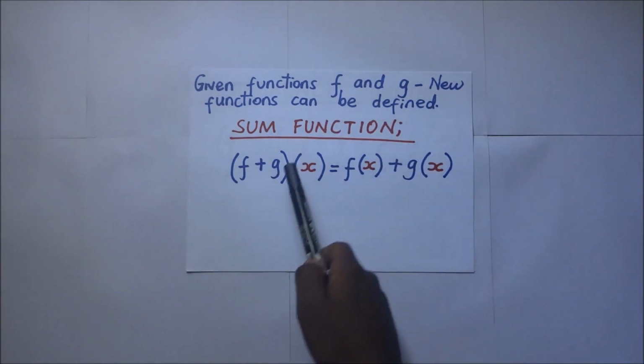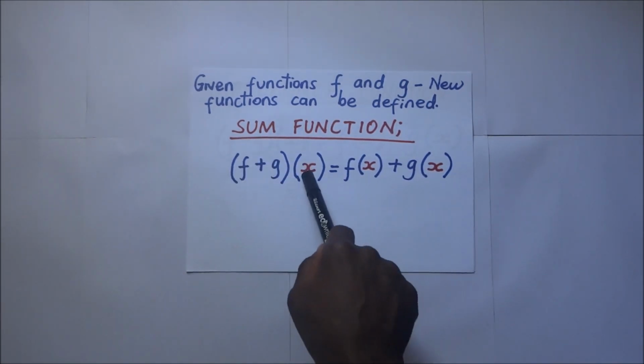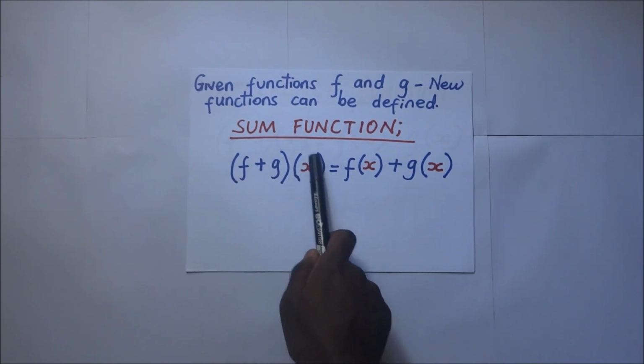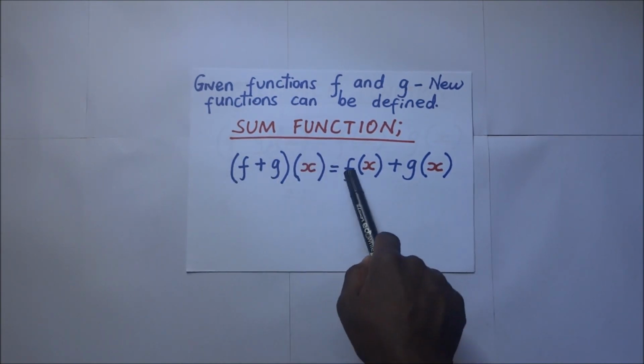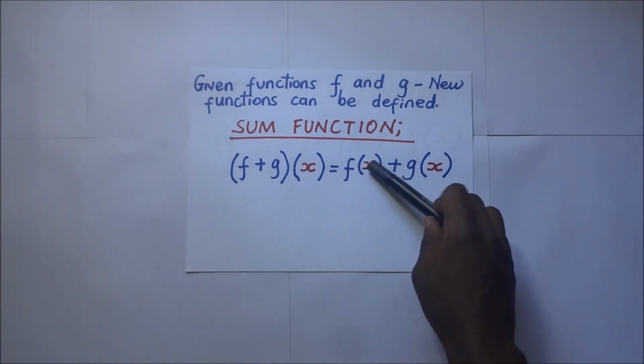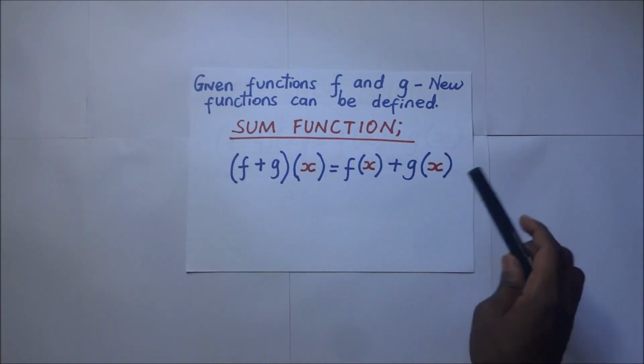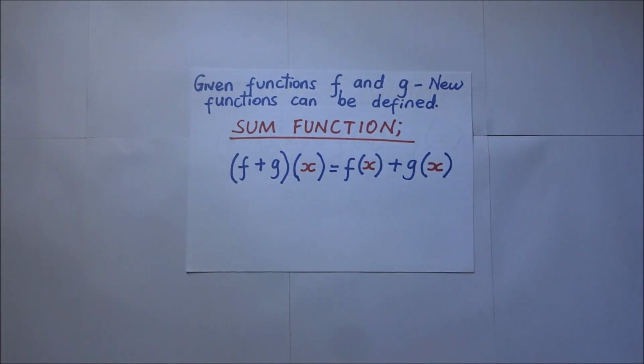So if we are to add them, it will mean that it's going to be f plus g. These are the two functions we are adding, and the input is x for both. Adding these functions is the same as saying f of x plus g of x, or the function f where x is the input, plus the function g where x is the input. This is the notation. That is how we represent the sum of a function.